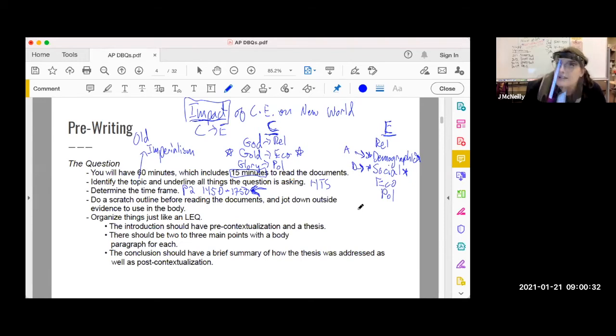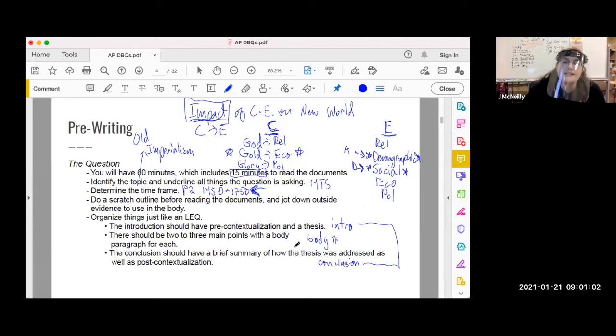Now, when you start writing your essay, it's going to be the same format as the LEQ. You're going to have an intro paragraph, body paragraphs, and a conclusion. Now, if you don't have time to write the conclusion, that's fine, because the conclusion and the intro both are worth the same points. And if you get them in one, then you get them in the other.